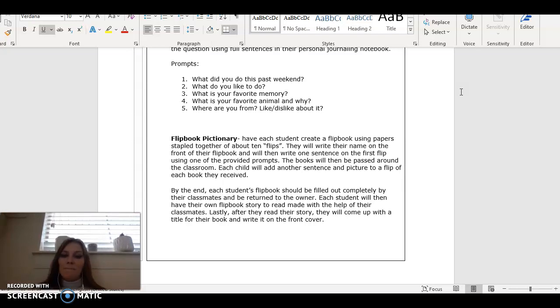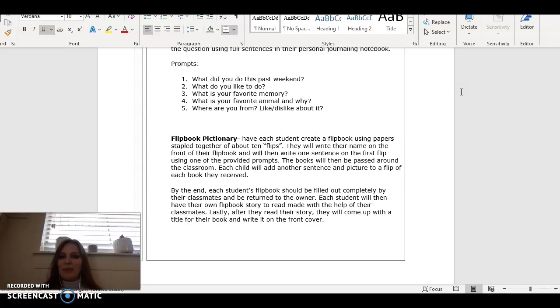I think that it would be engaging and hopefully beneficial as well. By the end, each student's flip book, once they're full, will be passed back to the original owner of the book. And so each class member will have their own little flip book. They can go through the story that their classmates made for them based on their first sentence and picture. They can read it and then come up with a title for that book, what they think the title should be, depending on what their classmates wrote about and how the story ended.